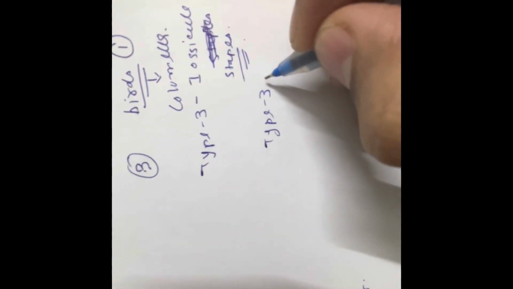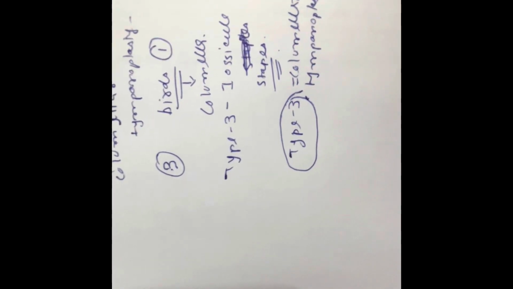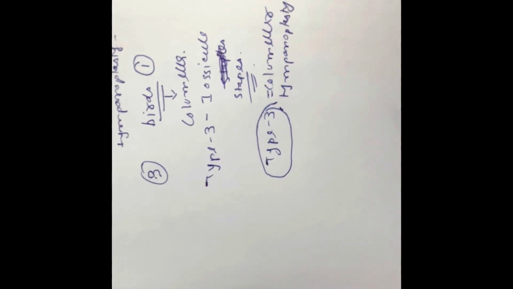In type 3 tympanoplasty, we have only one ossicle, that is stapes is only present. Stapes is only present in type 3 tympanoplasty. Hence, type 3 tympanoplasty is also called as columellar tympanoplasty, as in type 3, only stapes will be present. So, if the examiner asks which is the columellar tympanoplasty, then it will be type 3 tympanoplasty, as in type 3, only one bony ossicle is present, that is stapes.